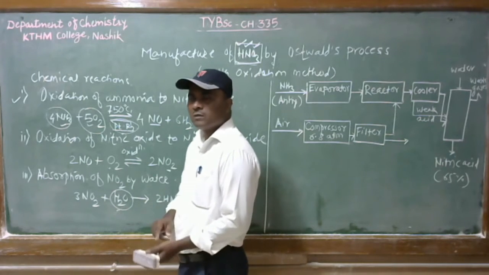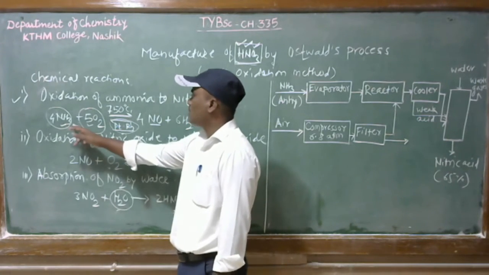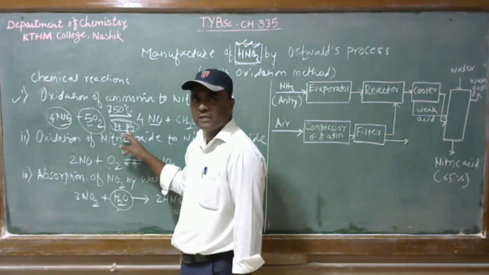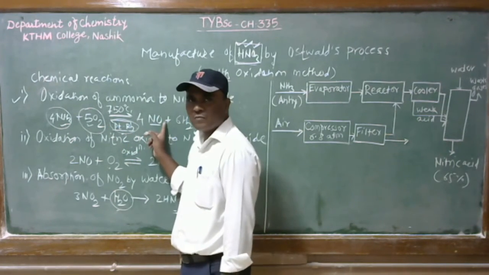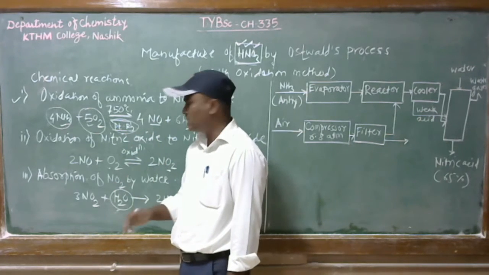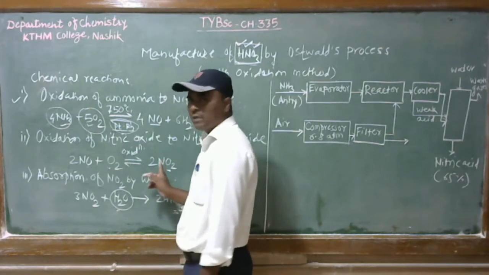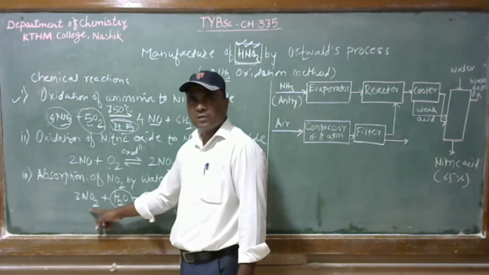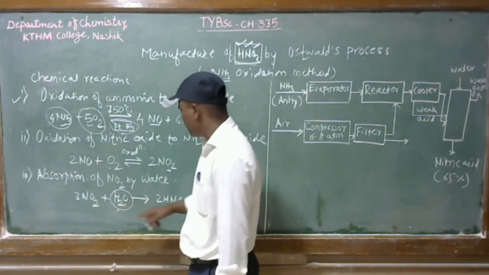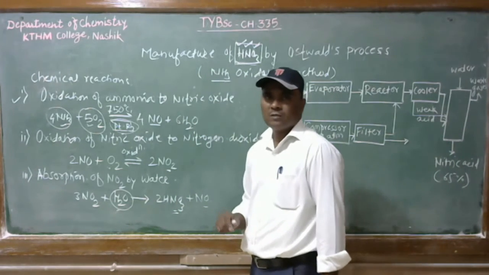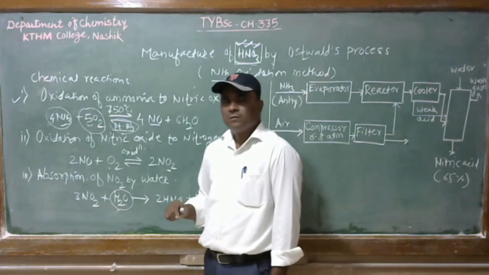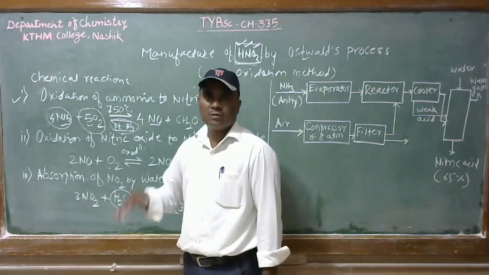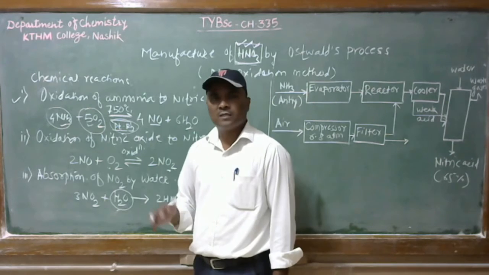The first step involves oxidation of ammonia with air using platinum-rhodium catalyst, which gives nitric oxide. Nitric oxide on further oxidation with air gives nitrogen dioxide. Further absorption of nitrogen dioxide in water gives HNO3. In addition to this, nitrogen dioxide can be absorbed in presence of air also, and it can give nitric oxide.